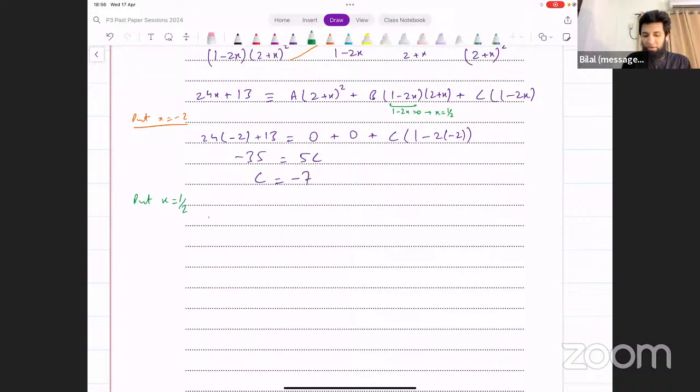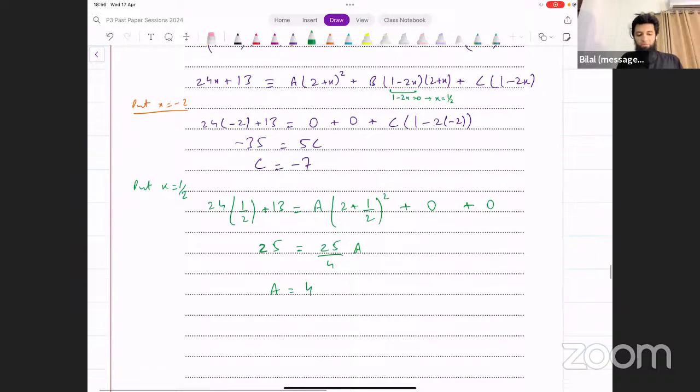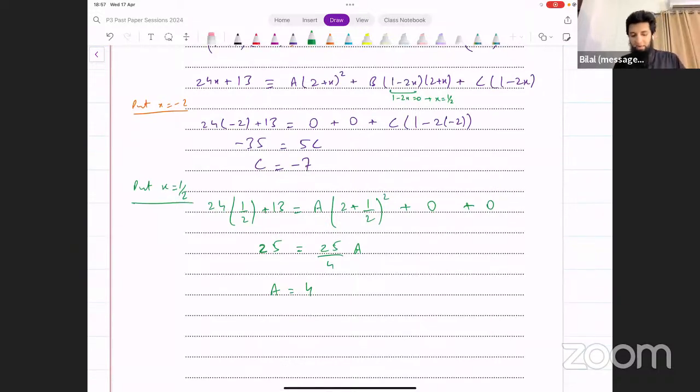On the left side, you get 24 into 1 over 2 plus 13. On the right side, you have A into 2 plus 1 over 2 whole squared. This term has 1 minus 2x. That's going to become 0. The last term also has 1 minus 2x. That's also going to become 0. You can try by inputting values that they are going to become 0. What are we left with? 12 plus 13. That's 25. That equals 5 over 2 whole squared. That's 25 over 4 times A. And the value of A turns out to be 4 from this. Okay, so we've got the values of c and A.